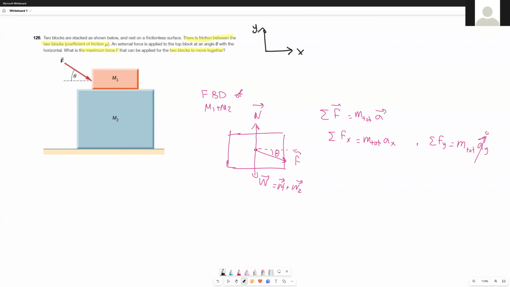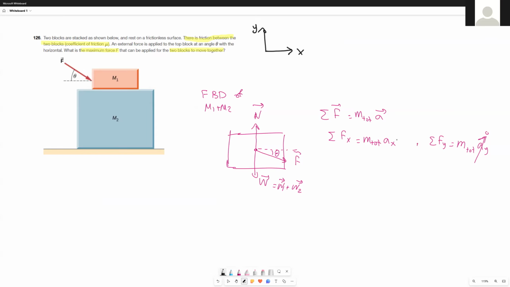I know that sigma Fy is going to be equal to 0 because the acceleration on Y is going to be equal to 0. These two objects are not going to accelerate up or down. But the acceleration on the x can be non-zero. These two objects can move together with constant velocity if possible. We're going to see if that's possible, or if they're going to have an acceleration.